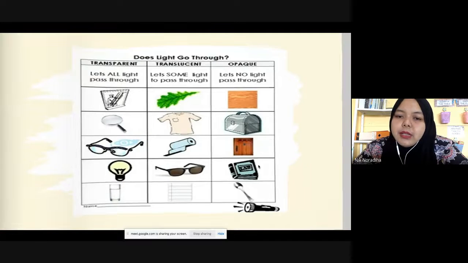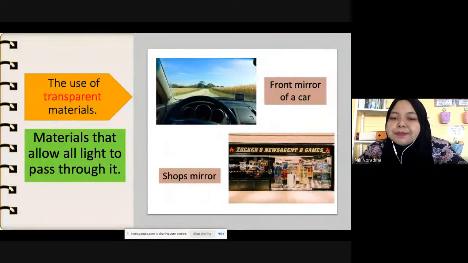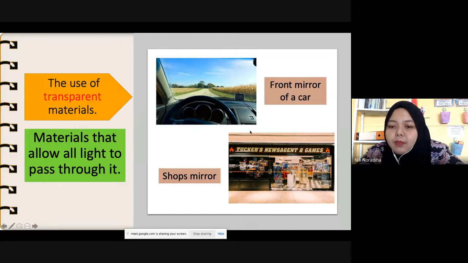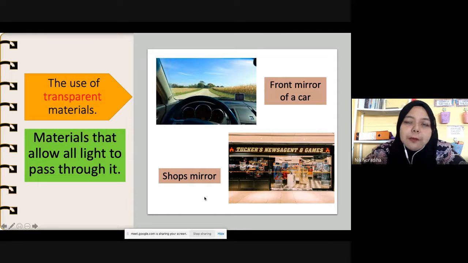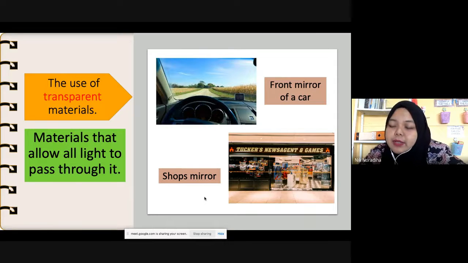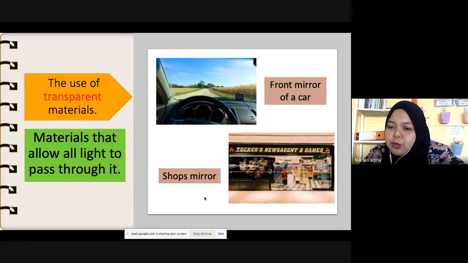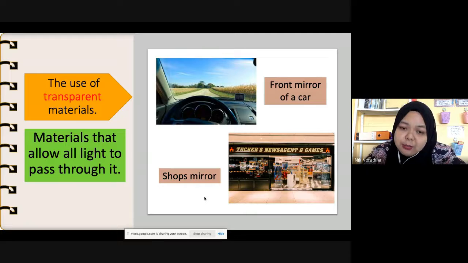So why do we need to have these materials in our daily life? Okay, transparent can help a driver of a car to see the road ahead clearly. How about a shop's mirror? When you walk by the shop, right? If that shop has a transparent window, you can see what is inside. So if you want to buy what is inside the shop, you can go in. It can help those who want to shop to observe inside the shop.